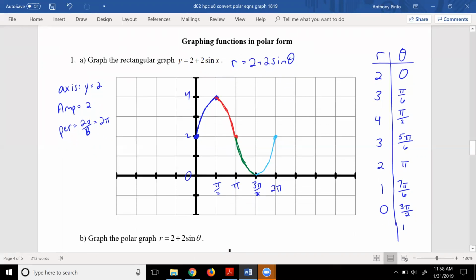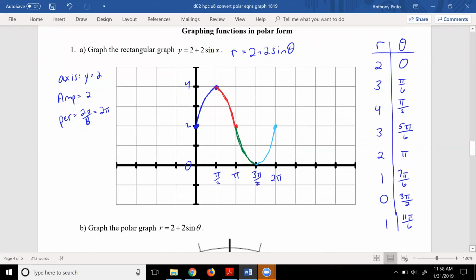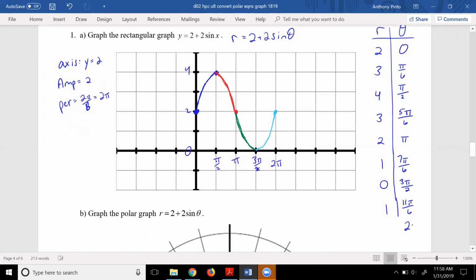Then we have 11 pi over 6 because we're into the fourth quadrant. 11 pi over 6 is also going to return 1. And finally, 2 pi gets us back to 2. Okay, now we want to graph this.